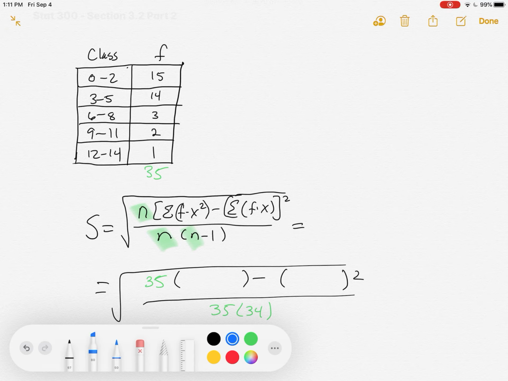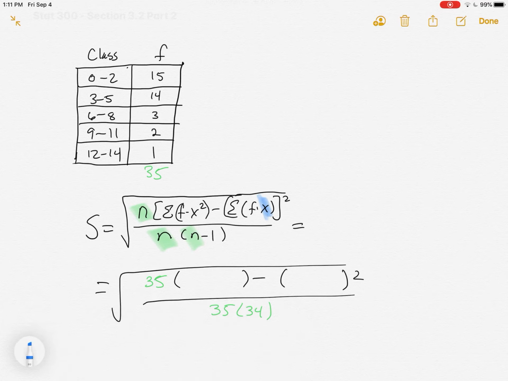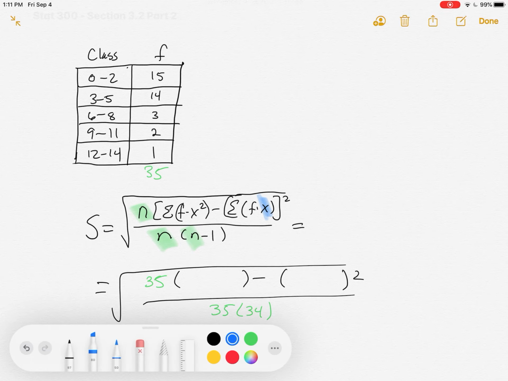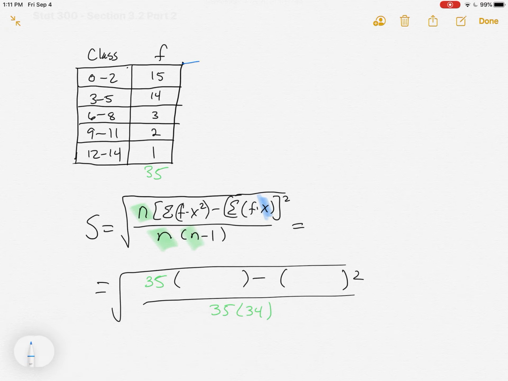Now we need to get an x, so I'm going to highlight that in blue again. What is that x? Well, the x is a data point, but we don't know how many zeros, ones, or twos there are. We just know there's 15 in that category. So since we don't know, we're going to create a new column, just like we did in the previous section for the mean of a frequency table. What the x is going to be is the midpoint of each class. Since we don't know how many 0s, 1s, and 2s there are, we're going to assume all 15 of the numbers are number 1.